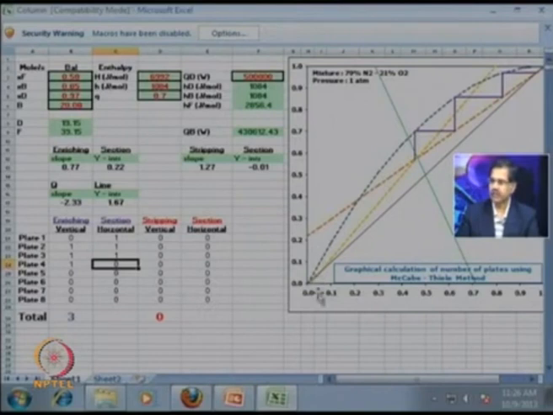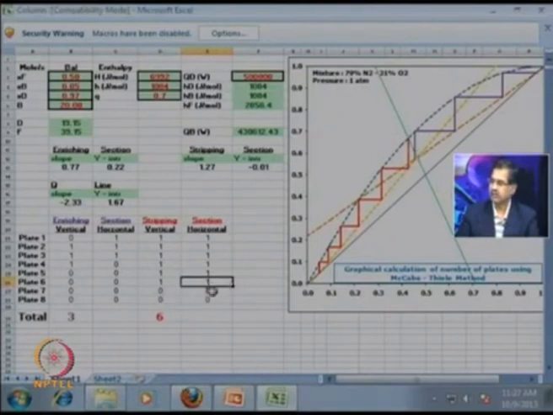Now, I start from this point where my stripping section starts. So, the first step has to be vertical. So, I will go here, stripping section, just write 1 and I get a vertical line over here. Then I get a horizontal line, I get again a vertical line, horizontal line, vertical line, horizontal line, and see we have not crossed yet, therefore, I will add one more vertical line.